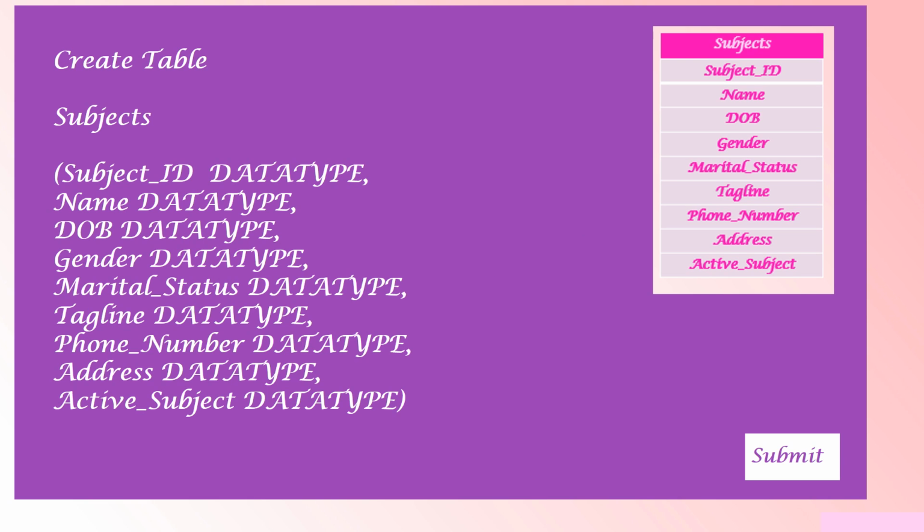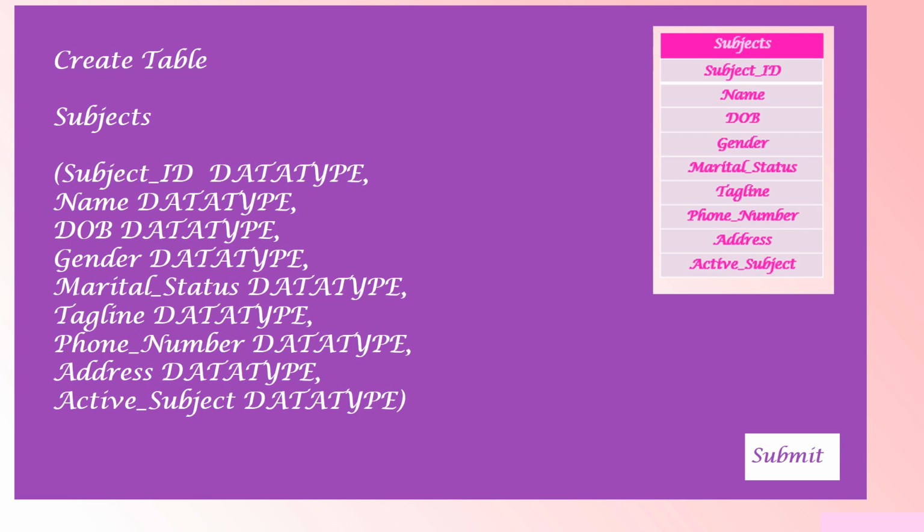So at the end, the create statement would look like this. Create table subjects, parentheses, subject ID, data type, name, data type, DOB, data type, gender, data type, marital status, data type, tagline, data type, phone number, data type, address, data type, active subject, data type.